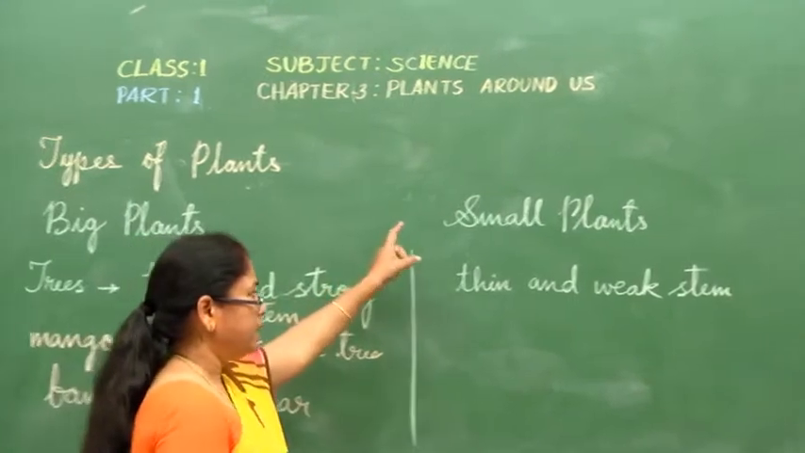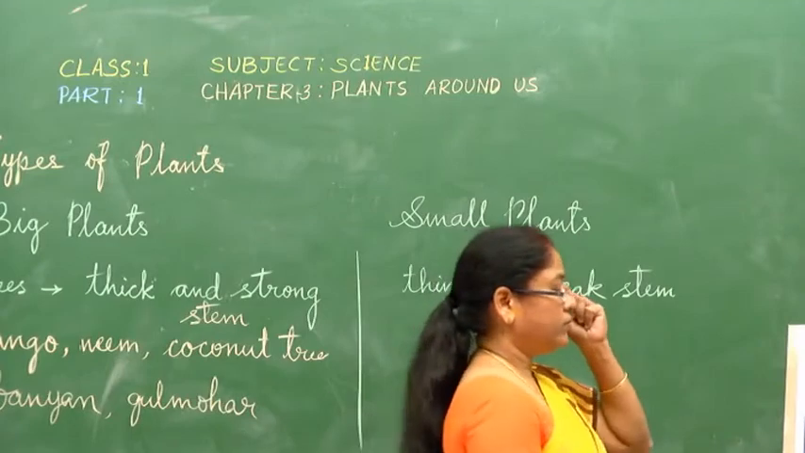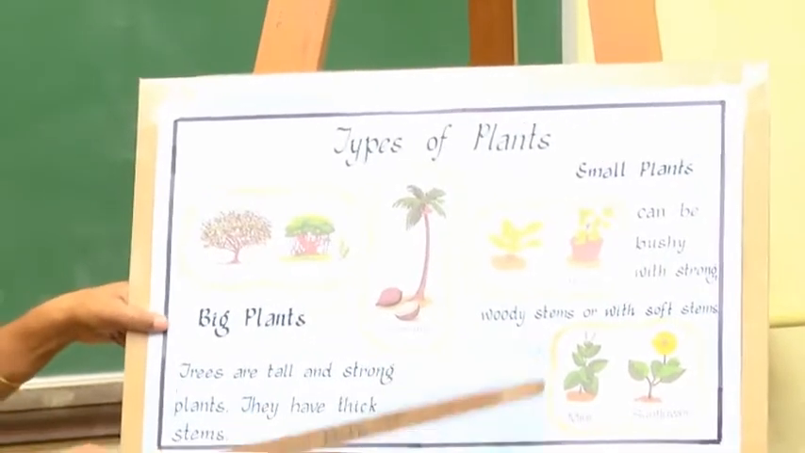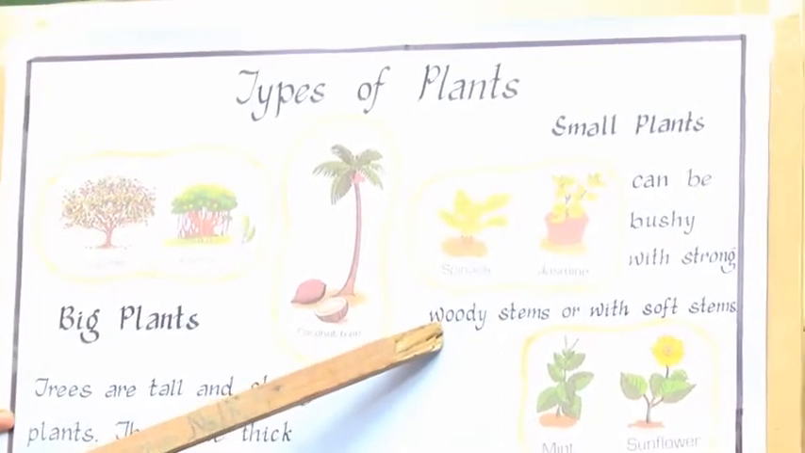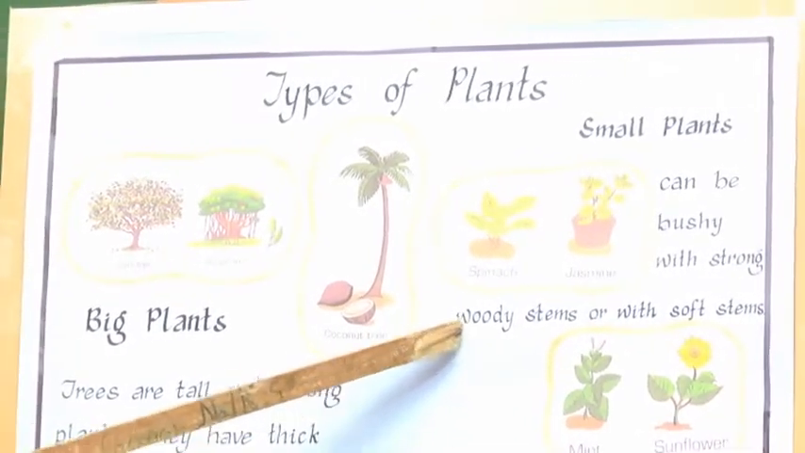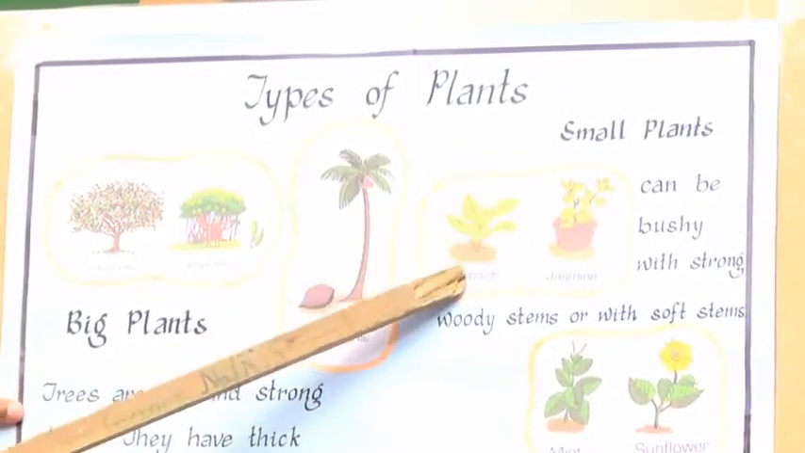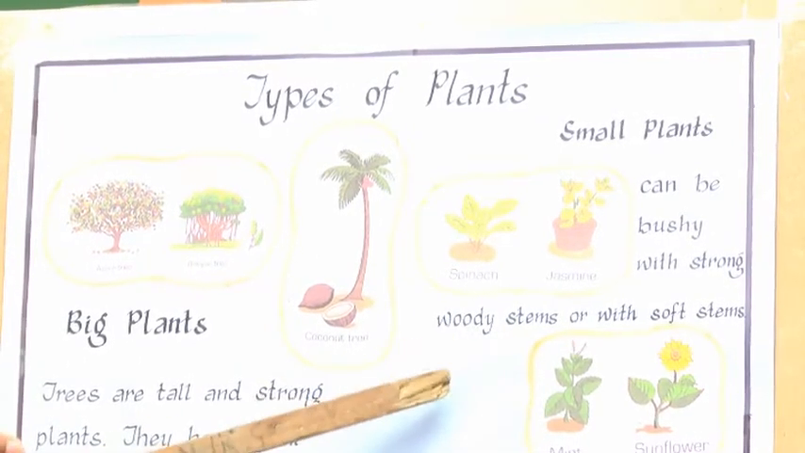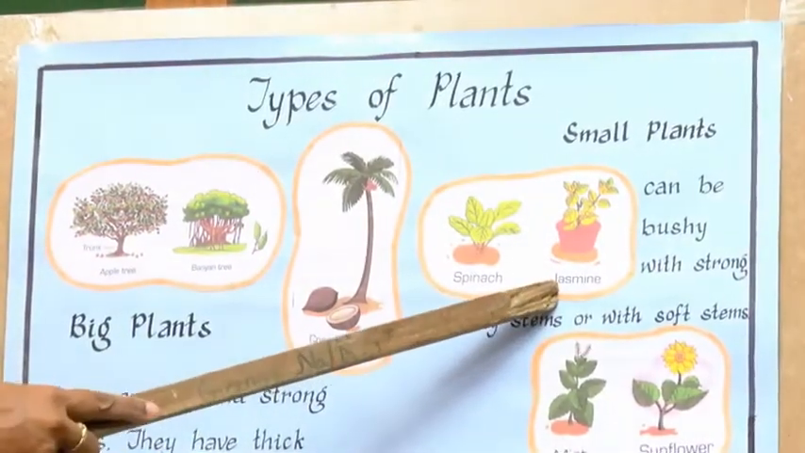Coming to the smaller plants, they have thin and weak stems. You can see the picture over here. Small plants can be bushy with strong woody stems or soft stems. Some have strong woody stems like rose plant, and some are weaker like spinach, which has thin, soft and green stems. Woody stems are found in jasmine, sunflower and rose also.